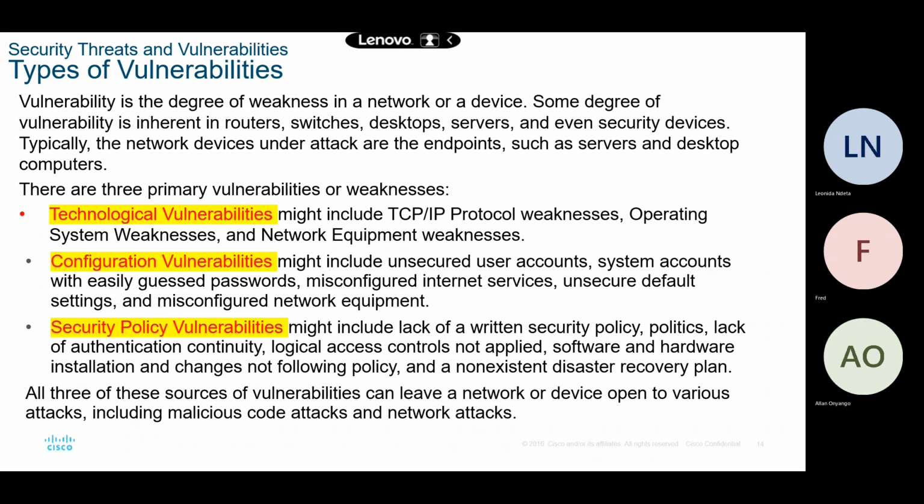And so the most commonly attacked network devices are basically endpoints. Endpoints are the end devices, laptops, tablets, mobile phones, desktop computers, printers, servers. Those are under very serious attacks. And to categorize these vulnerabilities, we can do so in three ways. One is technological vulnerabilities.